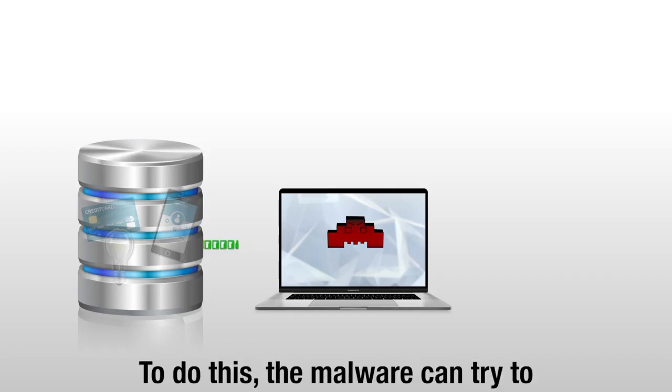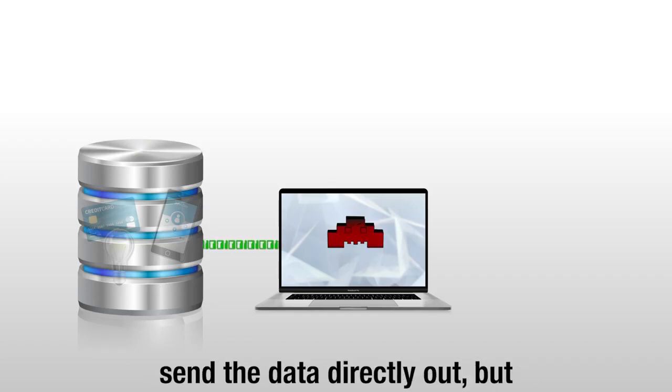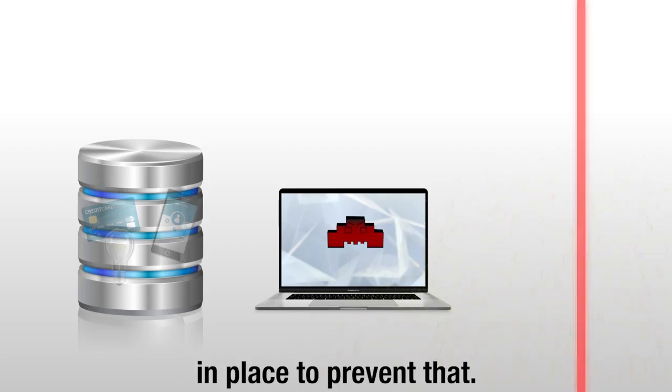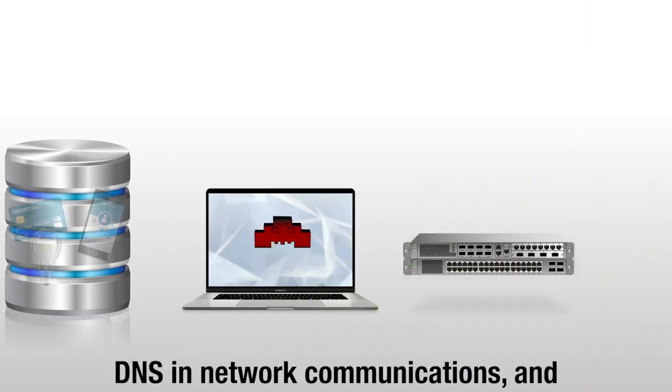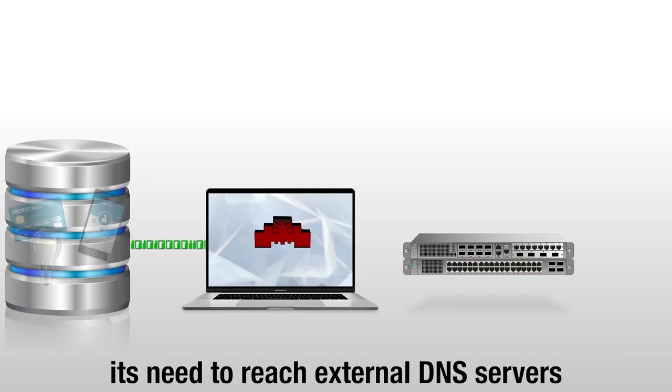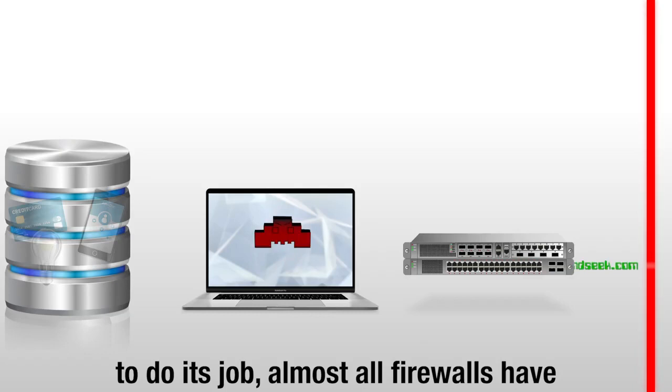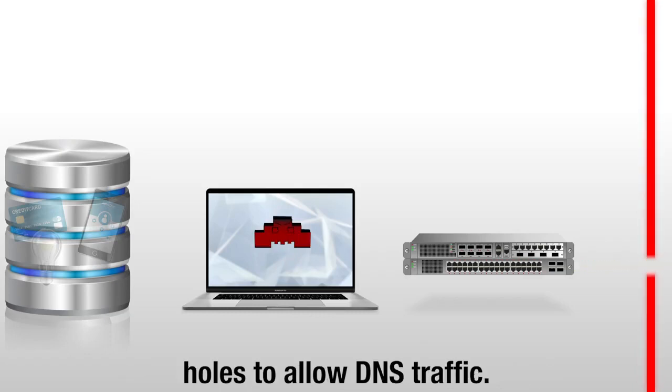To do this, the malware can try to send the data directly out, but chances are there is a firewall in place to prevent that. But because of the importance of DNS in network communications, and its need to reach external DNS servers to do its job, almost all firewalls have holes to allow DNS traffic.